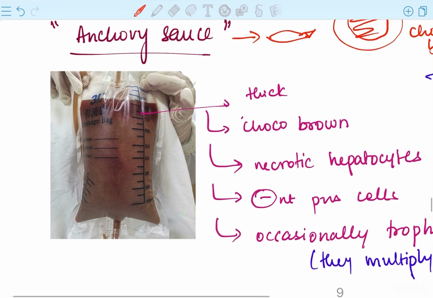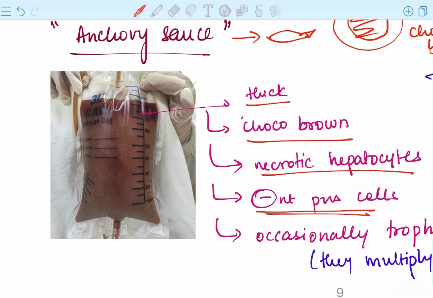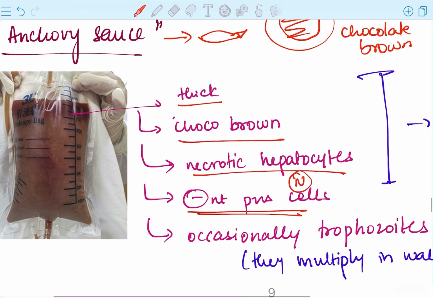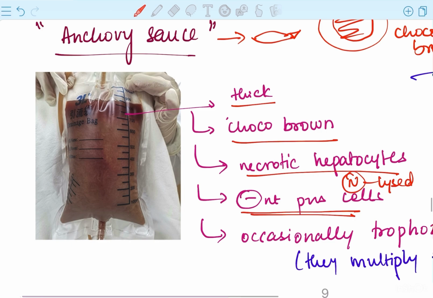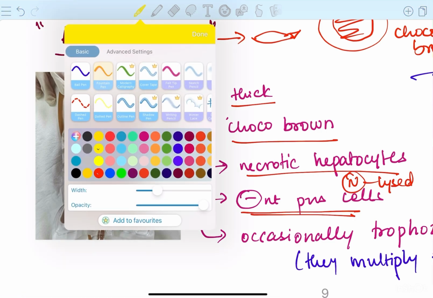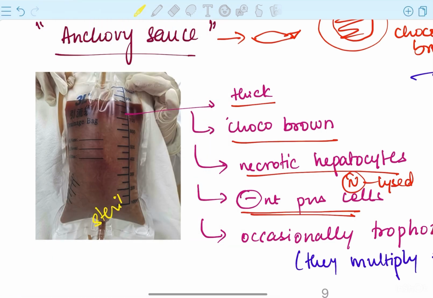So this is a thick chocolate brown necrotic hepatitis, consists of necrotic hepatocytes, and there are no pus cells. As we saw there, the neutrophils are lysed. So there are no pus cells present in this. And one more thing to know, this is totally sterile. How can this be sterile? You should ask me that, it consists of infected foci. Entamoeba histolytica is the one that causes it. Then why is it sterile?